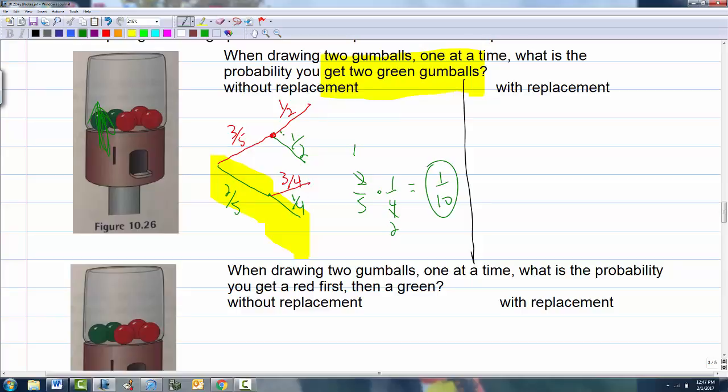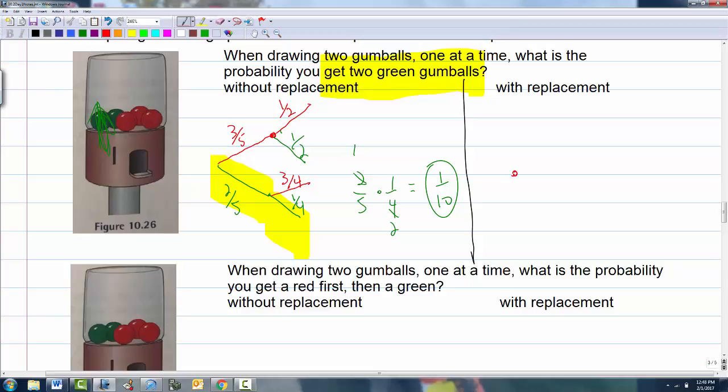Then like I said, this tree will actually be used for the next one, because the next one says drawing 2 gumballs. These are all the scenarios that could happen for drawing 2 gumballs. But now we're going to follow a different line. What's the probability of getting a red first, then a green? We can answer that later. Let's do the tree real quick with replacement, which actually is a lot easier.